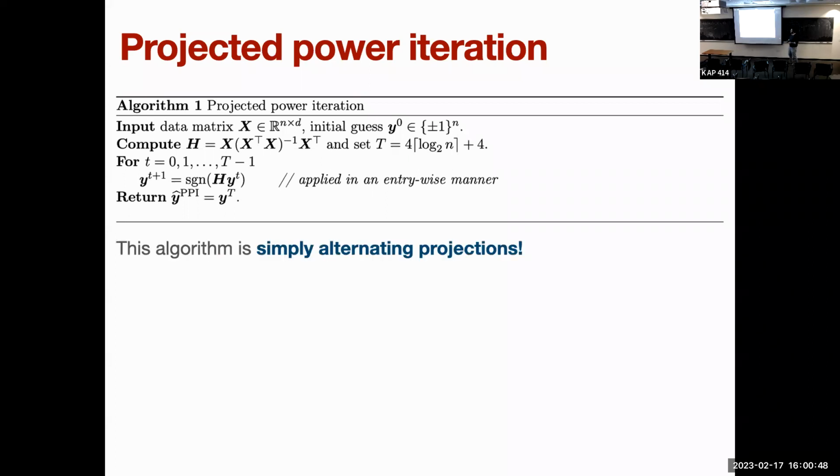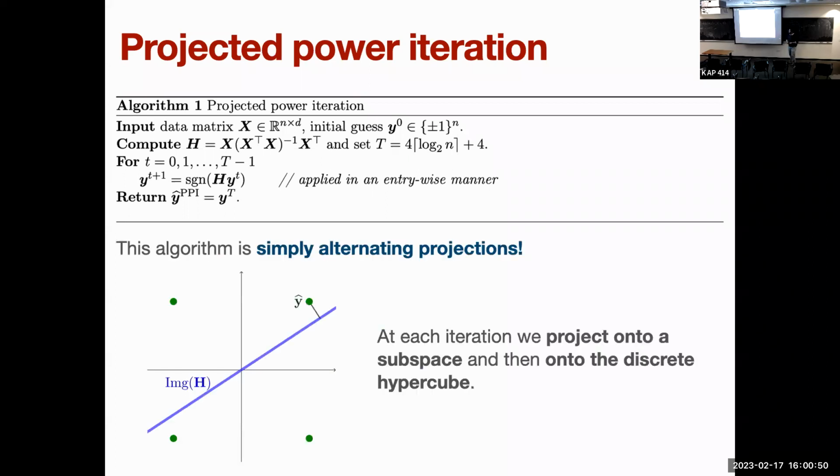And this, you probably already realize, is just alternating projections, because this H is really projecting onto the subspace, and then we are projecting back onto the hypercube. This was proposed by von Neumann almost 80 years ago. It works well for a bunch of different applications. Hopefully it's gonna work well for us.